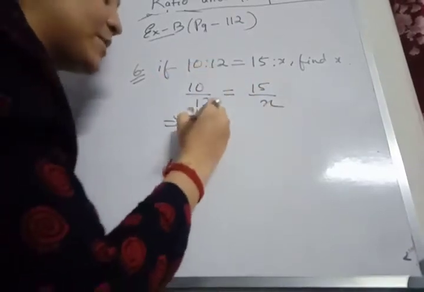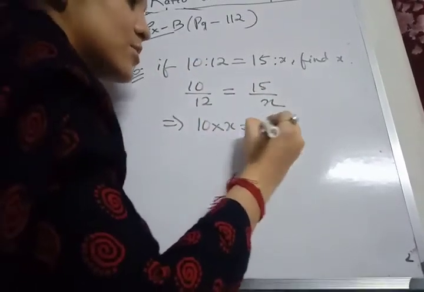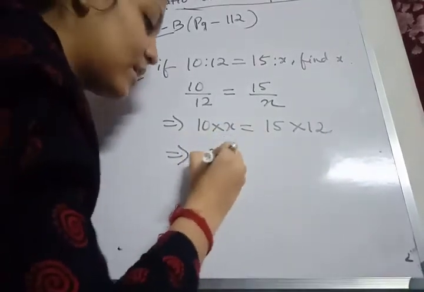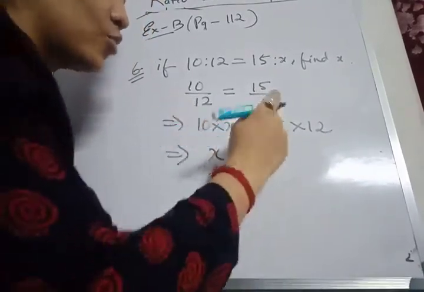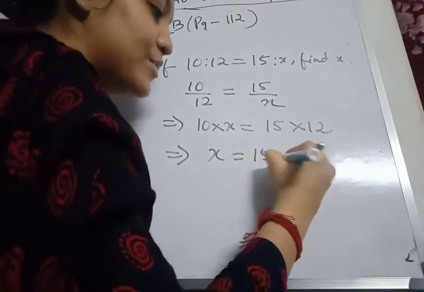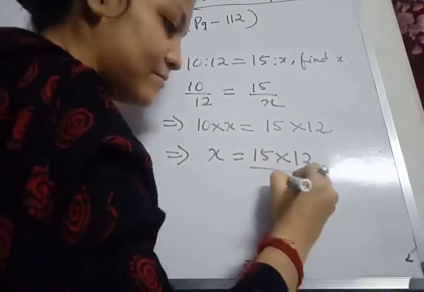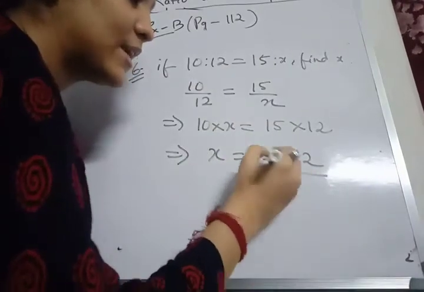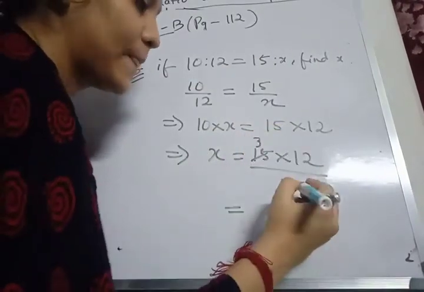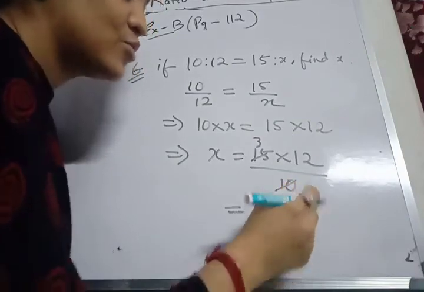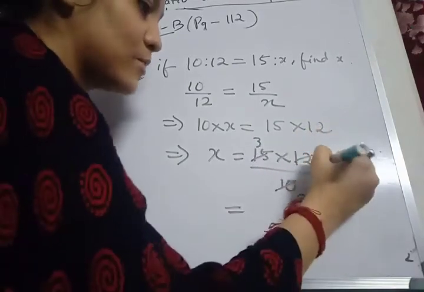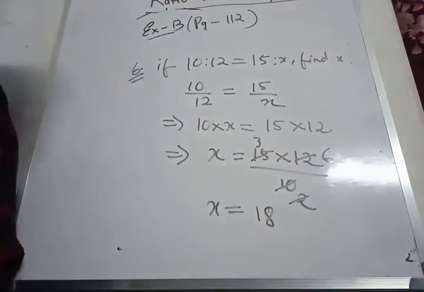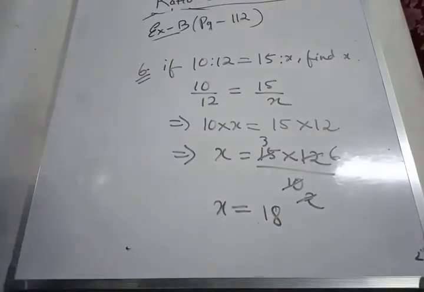We do the cross multiplication. So 10 into x equals 15 into 12. Now to find out x, 10 will go to the denominator. 15 into 12 by 10. Now on simplification, what do we get? 15 and 10 are divisible by 5. So 5 3s are 15 and 5 2s are 10. 2 and 12 they are divisible. 2 6s are 12. 3 6s are 18. So x will be 18 over here. That is the answer.